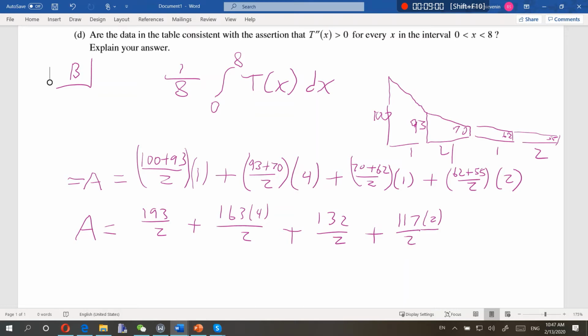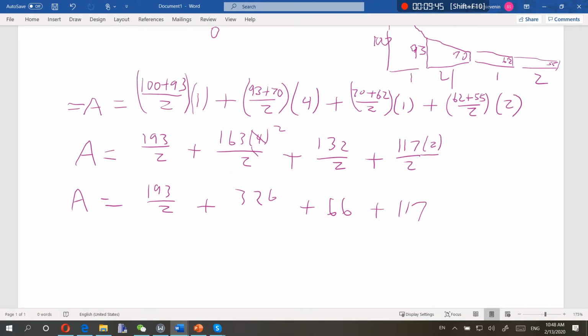Okay, I guess I am going to simplify from this step instead of just adding them all together. So I've got 193 over 2 plus my 2's will cancel, so I've got 326, 66. Okay, so 117. Then I can add them all together.